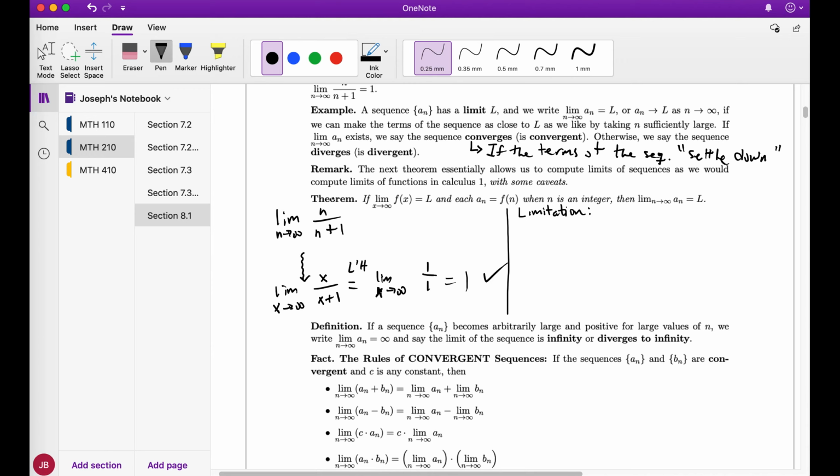Well, what this theorem here says is that if you can do this, then you're allowed to do it, right? So like here, if I think of these n's as x's, then I can just use L'Hopital's rule, and just by Calc 1 methods, I get that the limit is equal to 1, right? Okay, but there is a limitation to this.